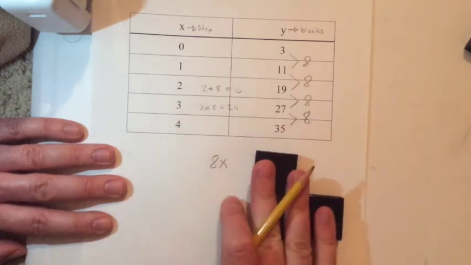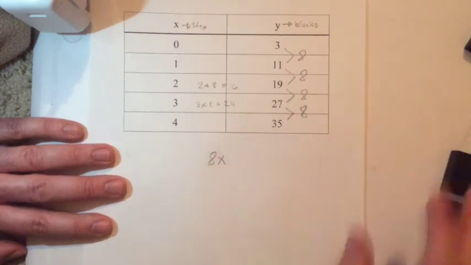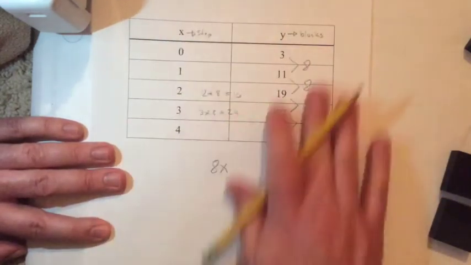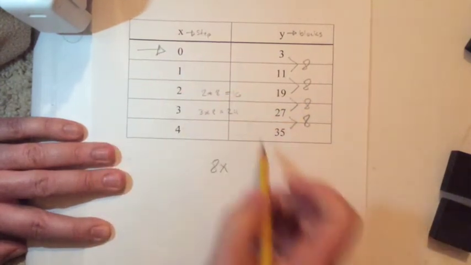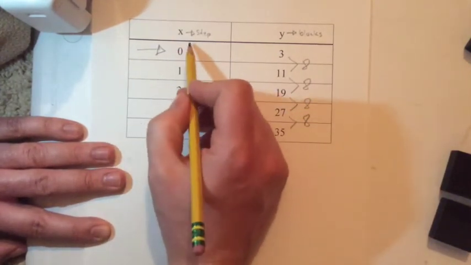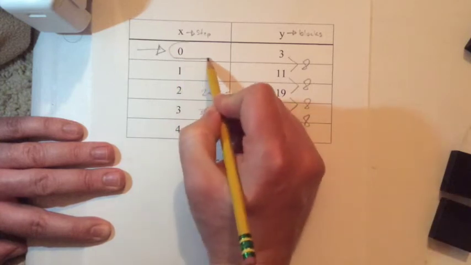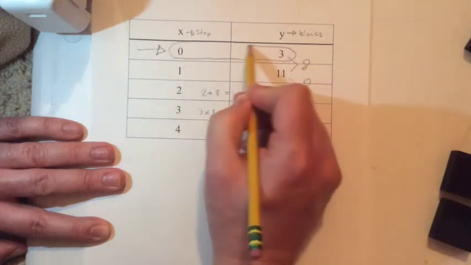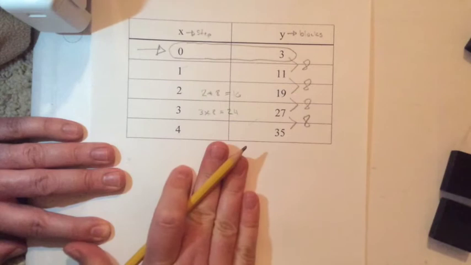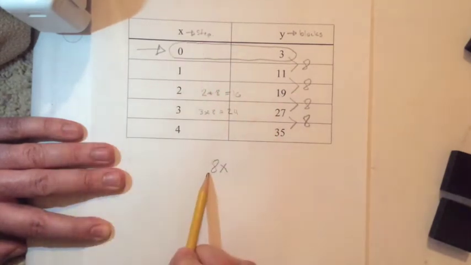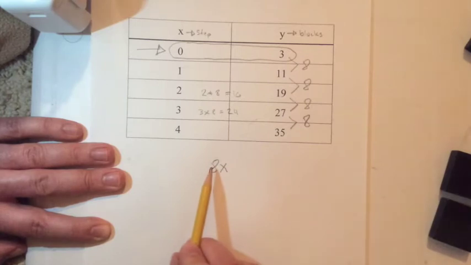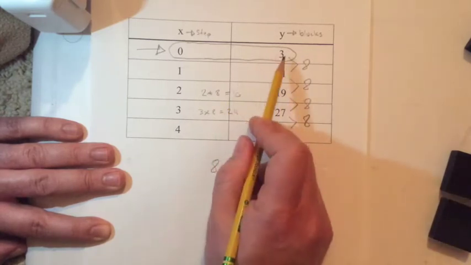But how do we find that when we don't have Minecraft blocks or regular blocks? Where is it hidden in the numbers? And it's hidden right here. It's hidden in this 0 step, because the 0 step is what tells me what's left over after I take this part away. Because if I put a 0 in here, 0 times 8 is 0. But there's still 3 left over, that extra pile.